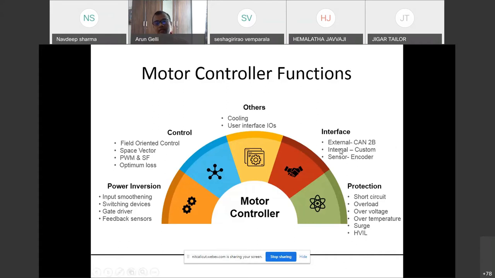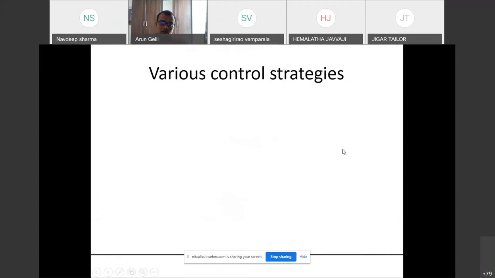Internally, it could be within the inverter from the controller board to the various gate drivers. The communications can be custom. And you have an interface, especially with an external sensor, between the motor and the motor controller. That's an encoder interface. Apart from these functionalities, you also have protections against overvoltage and surge, and HVIL, the interlock for the safety of the HV system. So these are the various functionalities under the motor controller system.